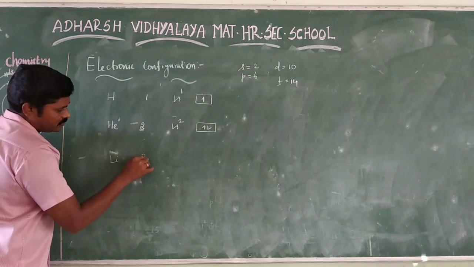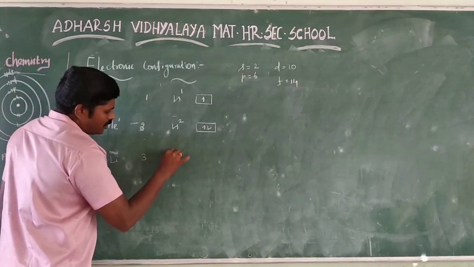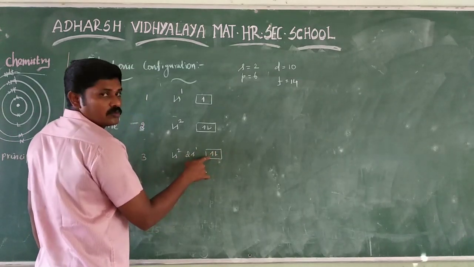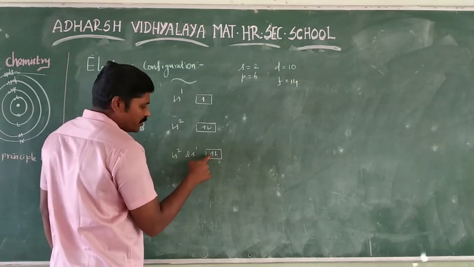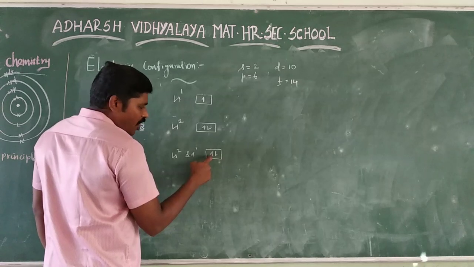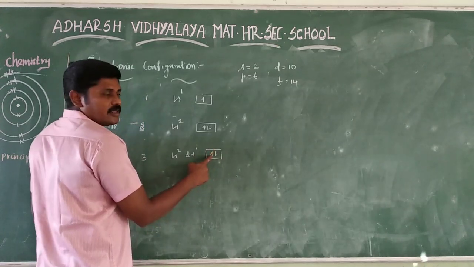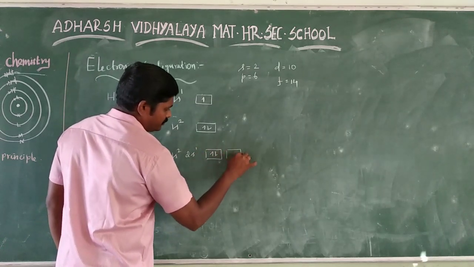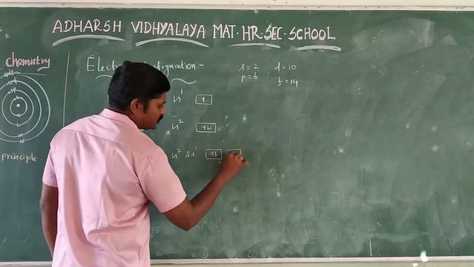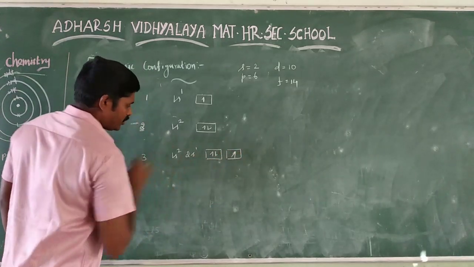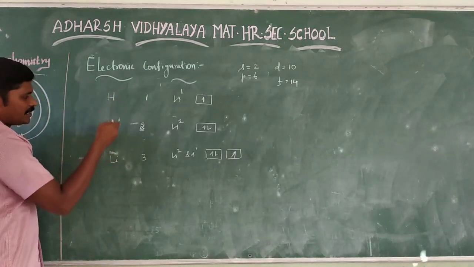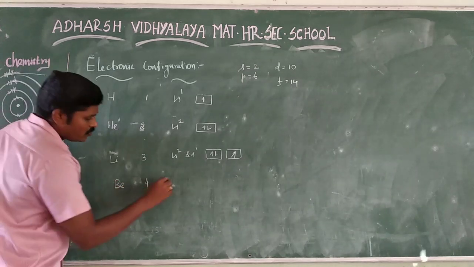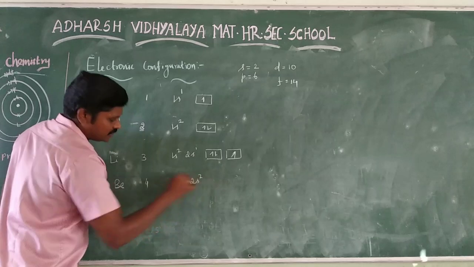Lithium, 3: 1s2, 2s1. According to Pauli's exclusion principle, each orbital has a maximum of 2 electrons, and the 2 electrons have opposite spins. So 1s2, 2s1 for lithium. So: hydrogen, helium, lithium, beryllium. Beryllium, 4: 1s2, 2s2.